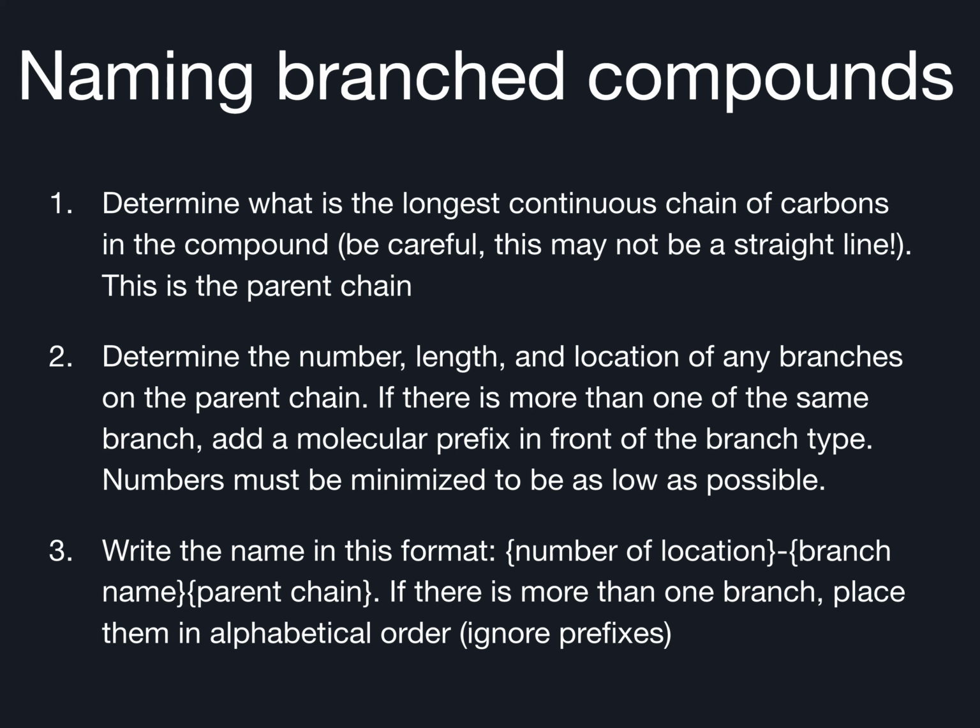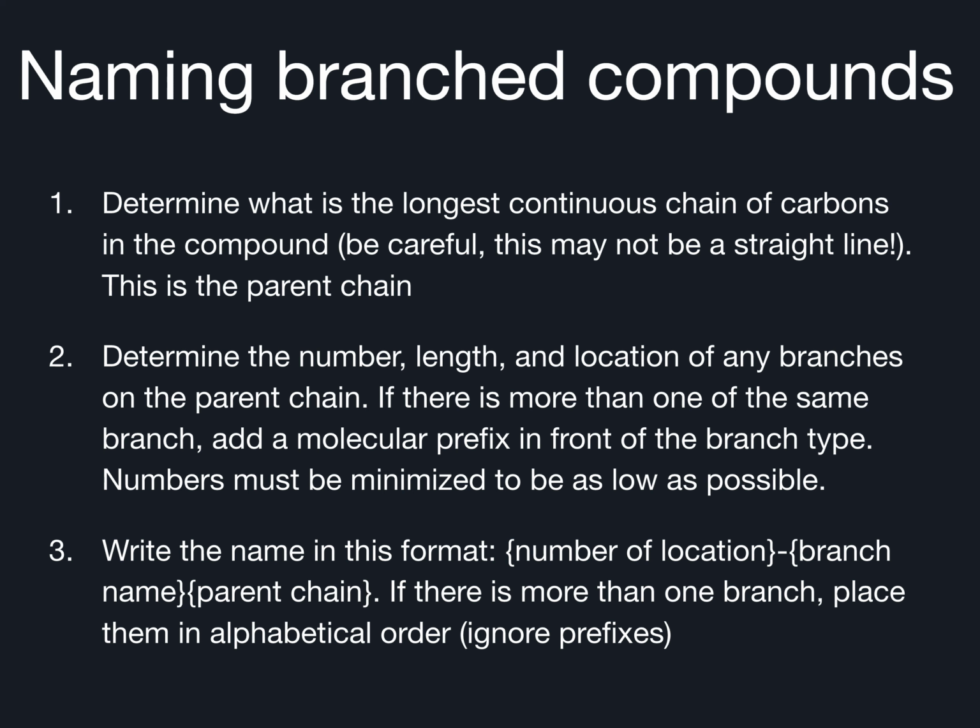Once we determine the length of the parent chain, we can actually get the name of that parent chain right away because it's the same as naming an unbranched alkane. The number of carbons creates the prefix, and then the type of bonds in them, here single bonds, gives us the suffix ane. Once we've done that, we also have to determine the locations, the numbers, and the lengths of any branches off of the parent chain.